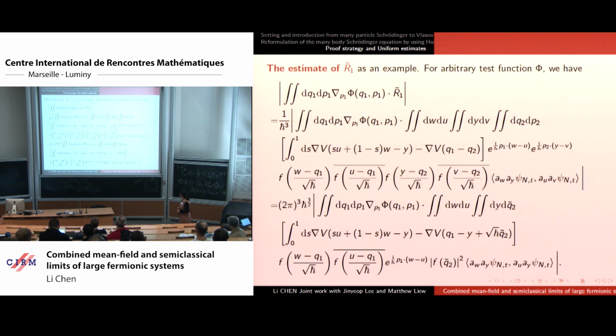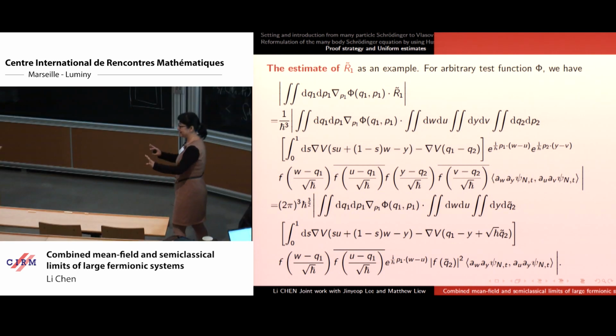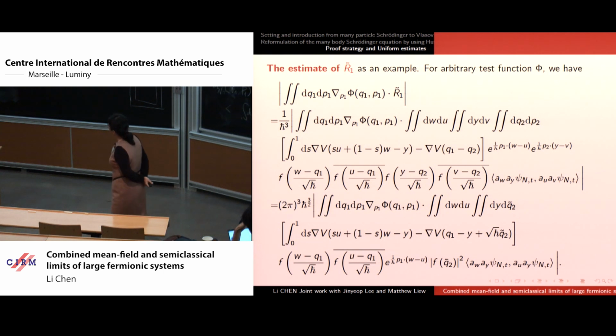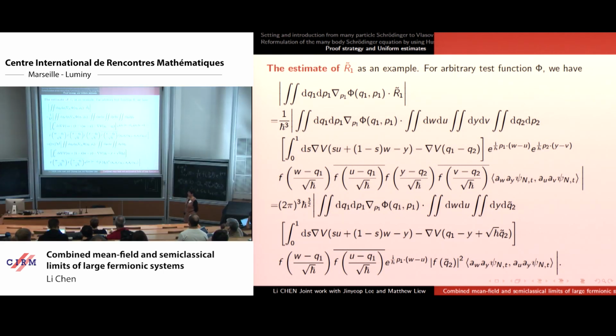Okay, so far any questions? Good. Then I'm ready. I think I will finish early anyhow. I would take just R1 tilde as one example to show you how we get an estimate for remainder terms.